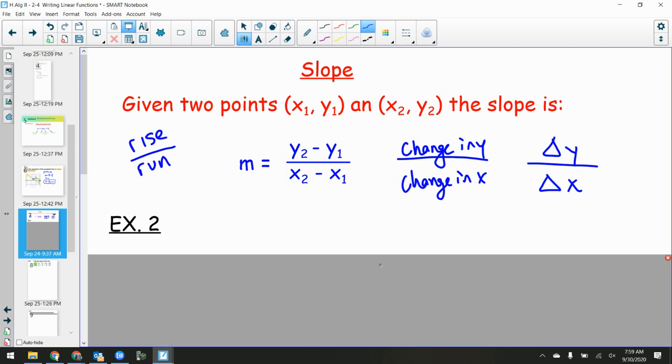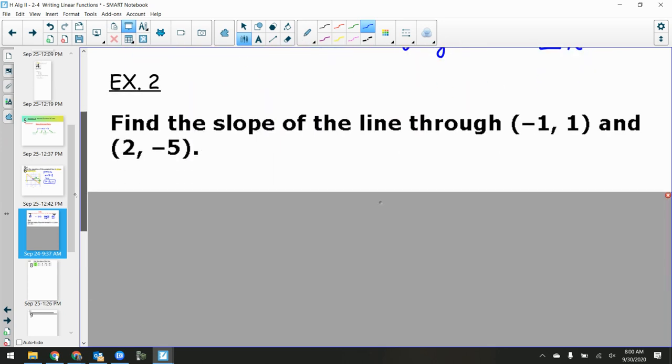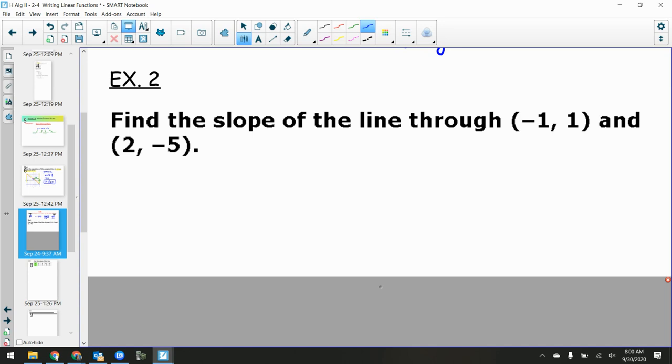Basically all I'm saying is you find the difference in the y values divided by the difference in the x values. How much is y changing versus how much is x changing? It's a ratio, right? And every ratio in my line is proportional to one another because the slope will never change. So let's find the slope between these two coordinates, (-1, 1) and (2, -5).